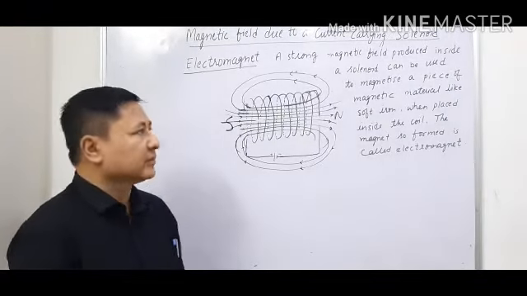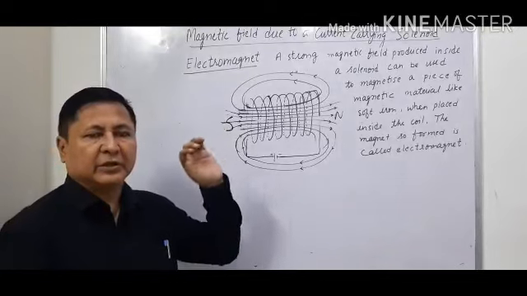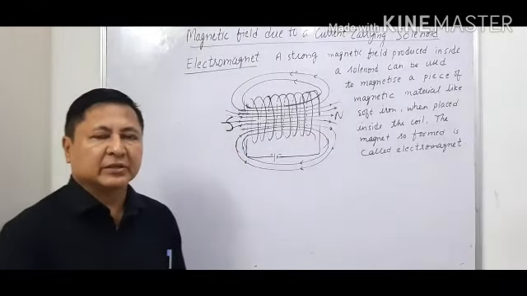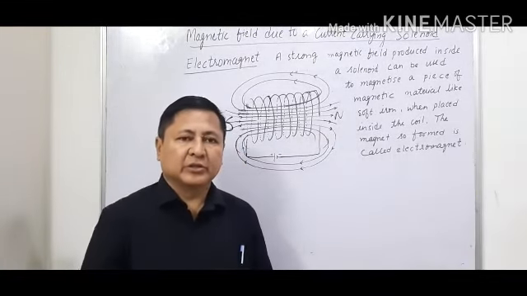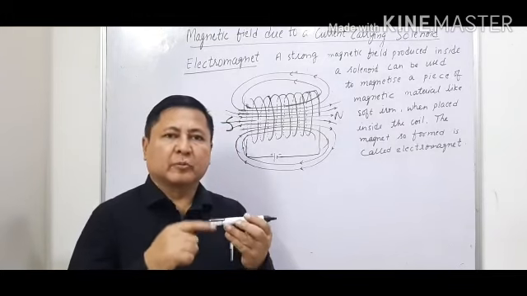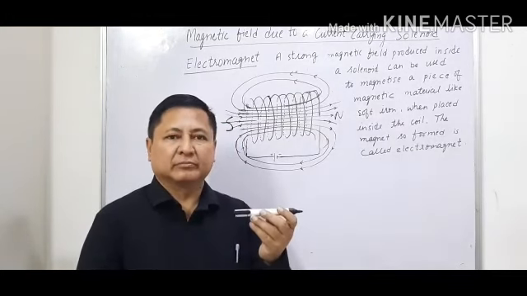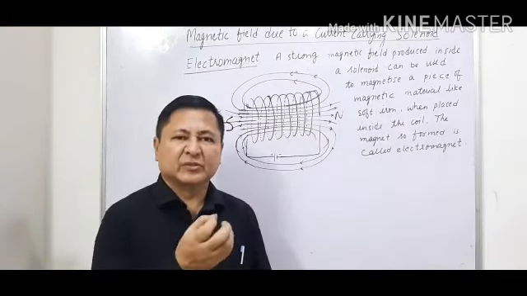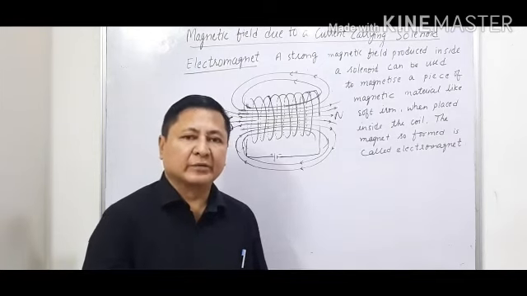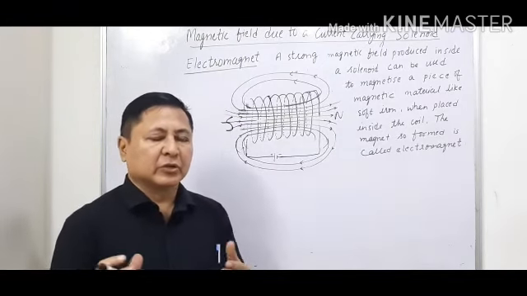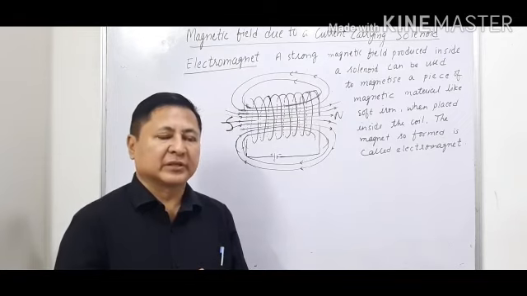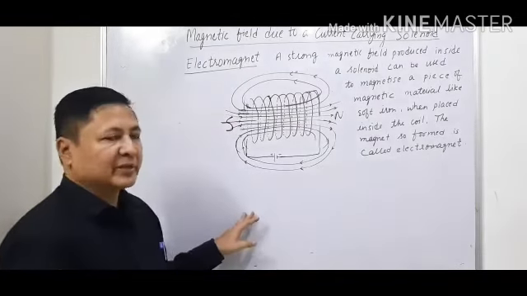Now let us discuss the electromagnet. In the lower classes, you have made an electromagnet by coiling the insulated copper wire around a nail, and then you have seen that it attracts small pieces of iron towards it. Now we'll discuss what an electromagnet is.